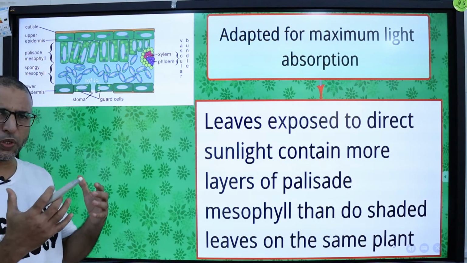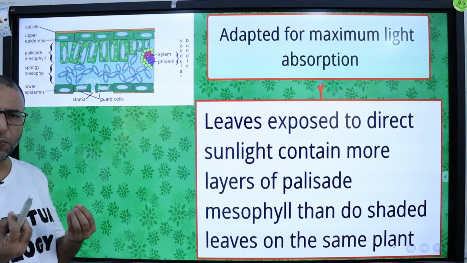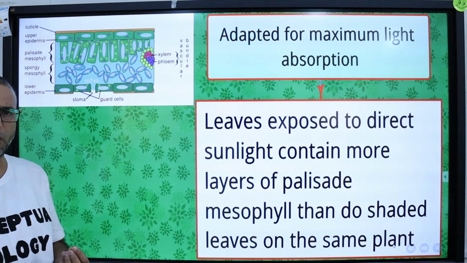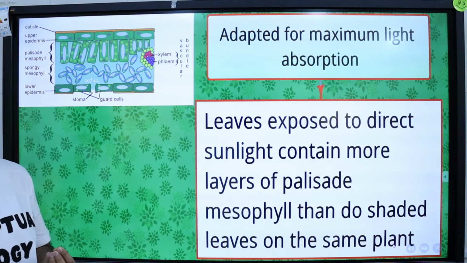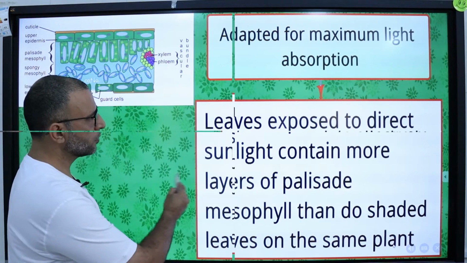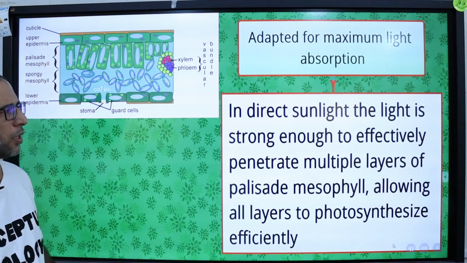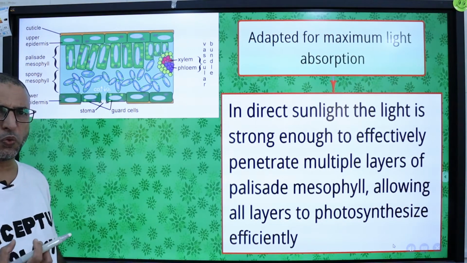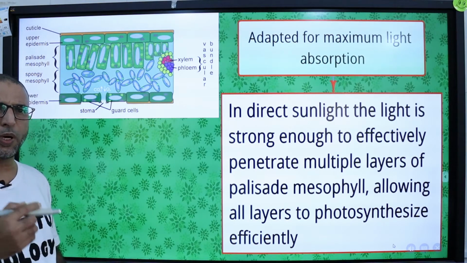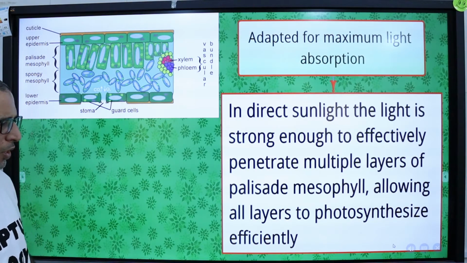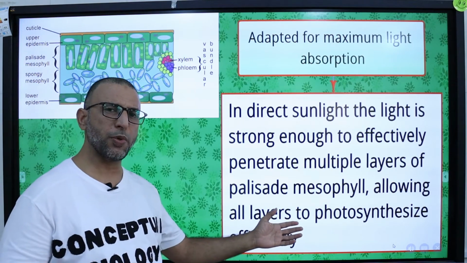Leaves exposed to direct sunlight contain more layers of palisade mesophyll than the shaded leaves on the same plant. In direct sunlight, light is strong enough to effectively penetrate multiple layers of palisade mesophyll, where photosynthesis takes place efficiently.